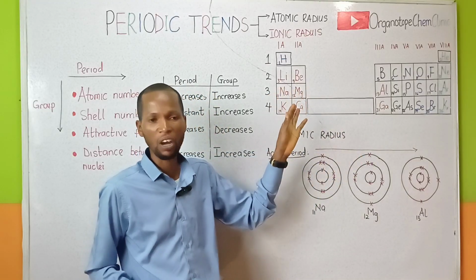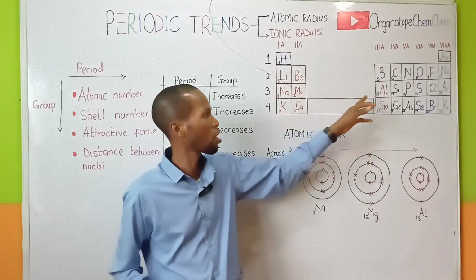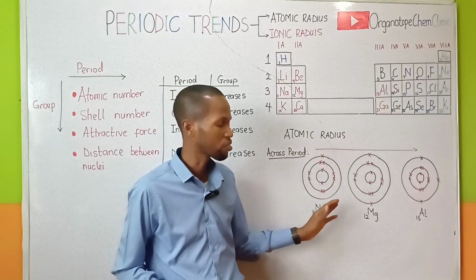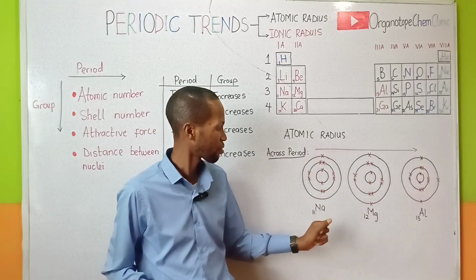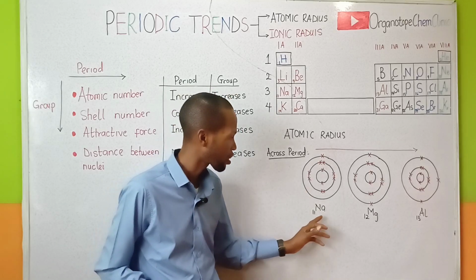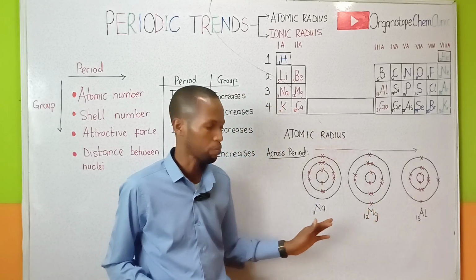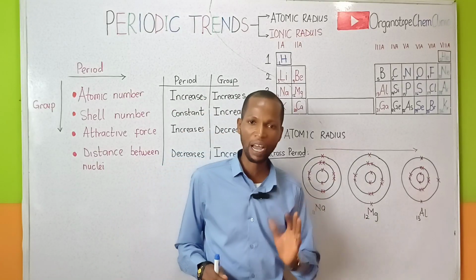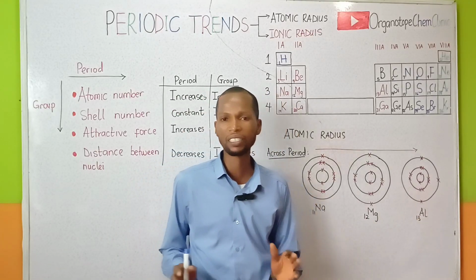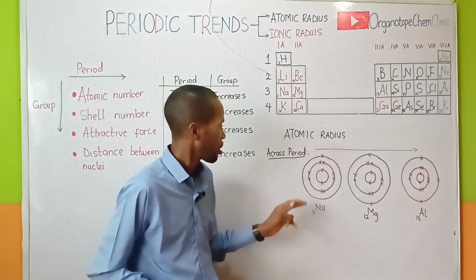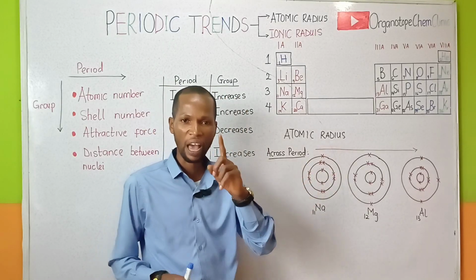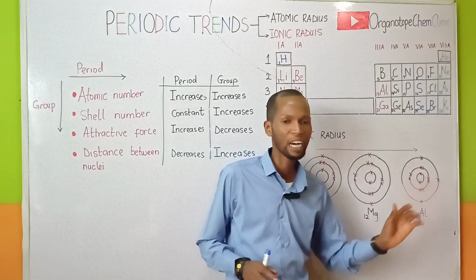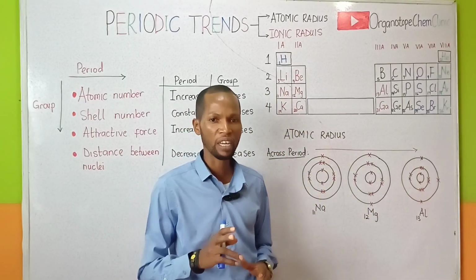We have in period 3 sodium, magnesium, aluminium. They are found in the same period and the atomic shells are represented right here. It is observed that the atomic number tends to increase from sodium to aluminium. Sodium has atomic number 11, magnesium atomic number 12, and aluminium has the atomic number 13. In the outermost shell of sodium, we have 1 electron, while in the outermost shell of magnesium, we have 2 electrons, and in the outermost shell of aluminium, we have 3 electrons.